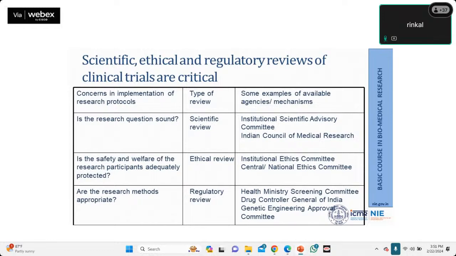So these are the 3 different types of review for a clinical trial, which have to be undergone, and these reviews are to be done by the concerned committee, and that is the responsibility of the PI or the principal investigator. So the principal investigator has to decide which reviews are required, and he has to manage the approval from the concerned regulatory or reviewing body.